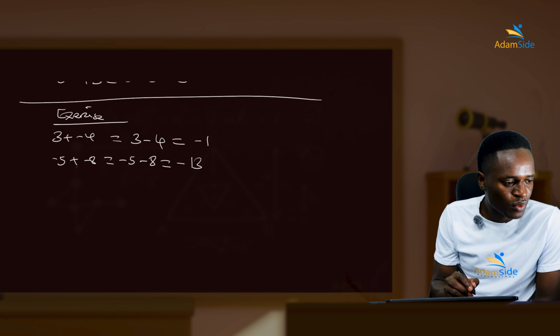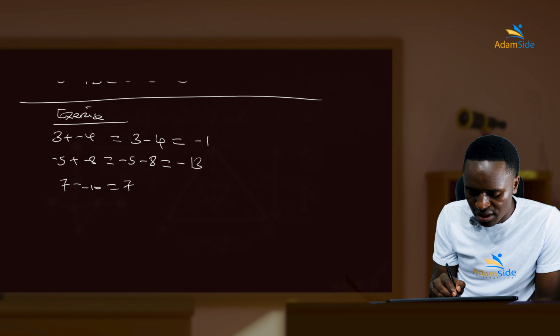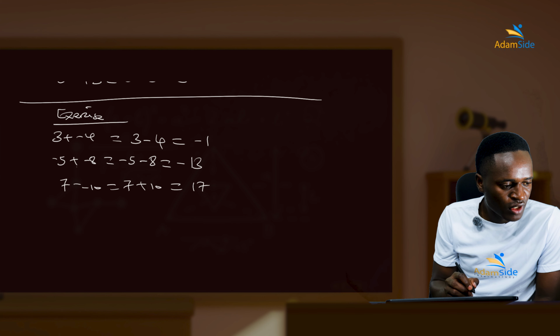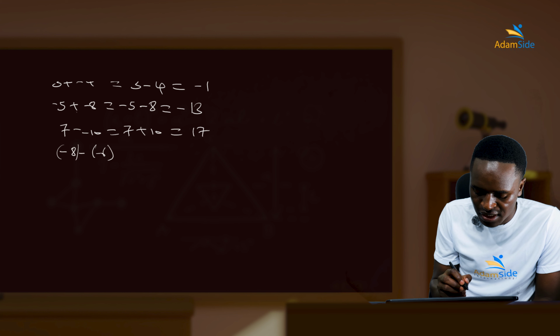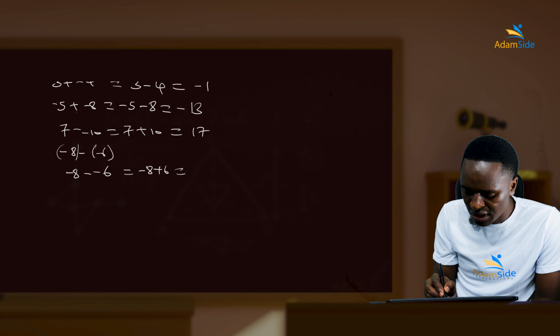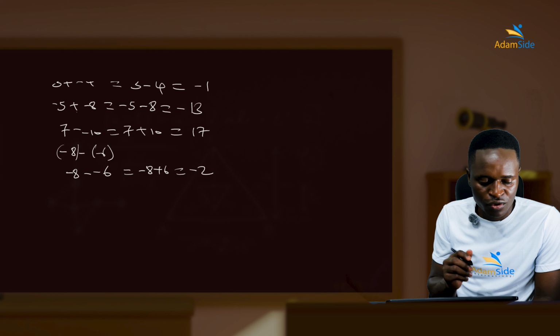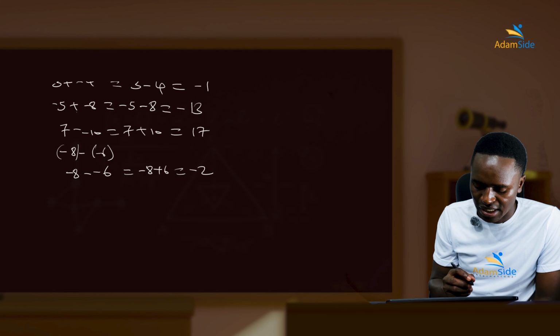And then we have 7 minus negative 10. We say when negative follows negative, the resultant is positive, and your answer becomes 17. Another example: negative 8 minus positive 6. We just put negative 8 minus 6, so negative 8 plus 6 gives negative 2? Negative 8 plus 6 is negative 2. I'll solve this later tomorrow to show you how you can solve this question using a number line.